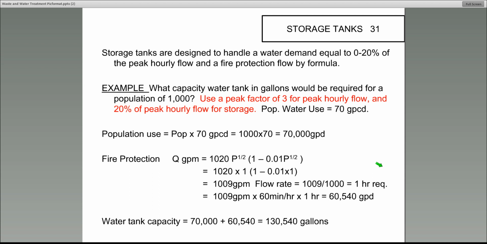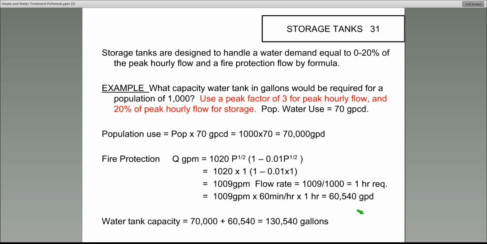Now, here's another rounding thing. If it's a higher number, you can round it up to 2 hours. But then to get the total storage you need, since you need 1,009 gallons per minute, you need that for 1 hour, or 60 minutes an hour. And you come up with a total of 60,540 gallons per day.